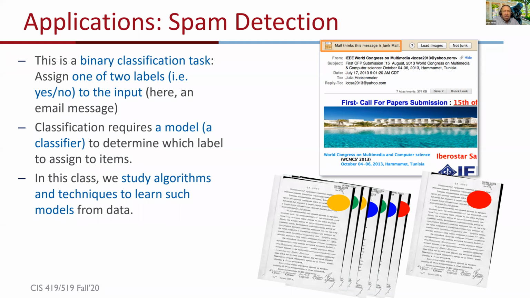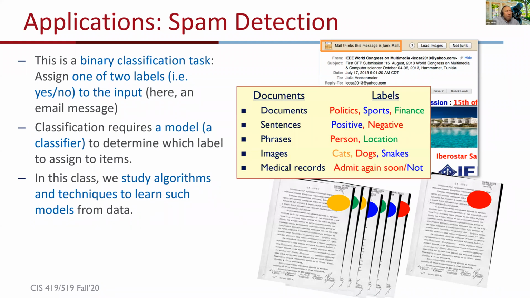And I'm going to say red in this case. That's machine learning. That's what we're going to do in this class, where we're going to try to think about different kinds of documents. Documents can be real documents, could be sentences, could be images, could be medical records. And the labels, the color here, could also be many things, from topics of documents to positive or negative, to person or location, to dogs, cats, and snakes, and so on. So that's really an abstract way of looking at what we're going to see in this class.